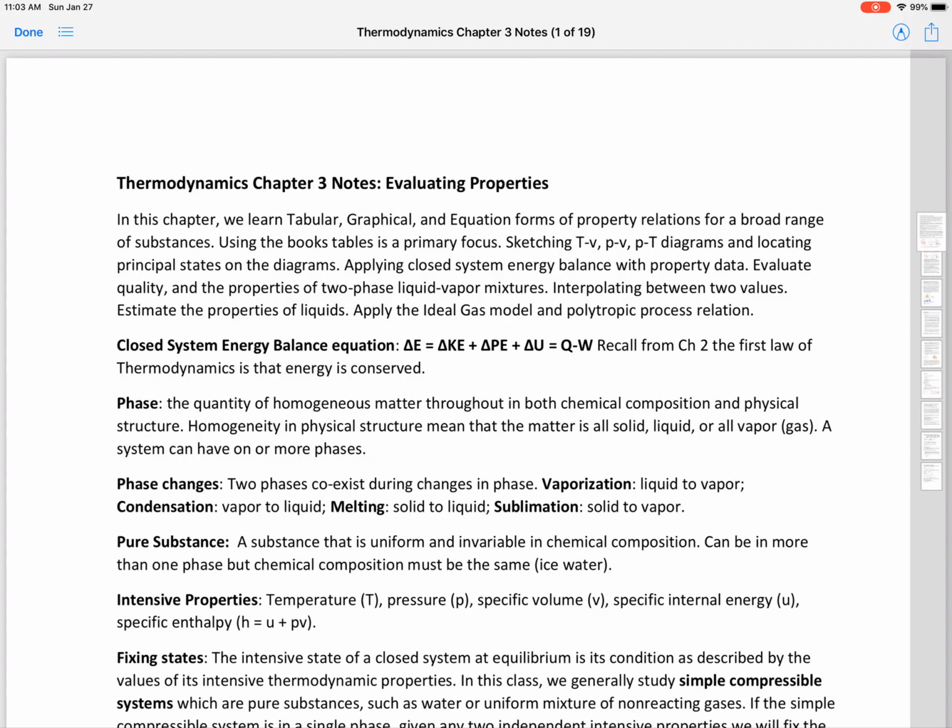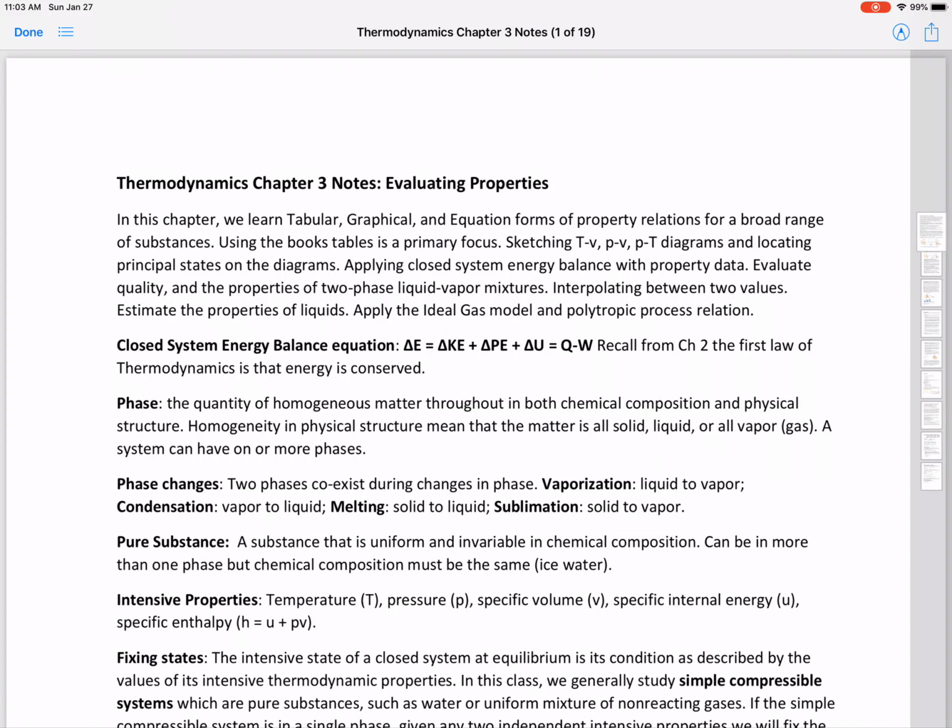Thermodynamics Chapter 3. In this chapter, we begin to evaluate properties. We'll use the tables in the back of the book. We'll learn to sketch temperature-specific volume, pressure-specific volume, and pressure-temperature diagrams for locating principal states on the diagrams. We get a lot of information from knowing what phase we're in and what to find. Use that to be able to find the properties at a particular state.